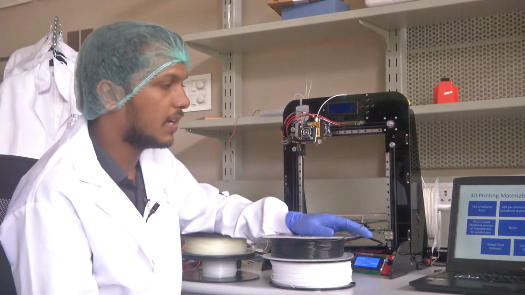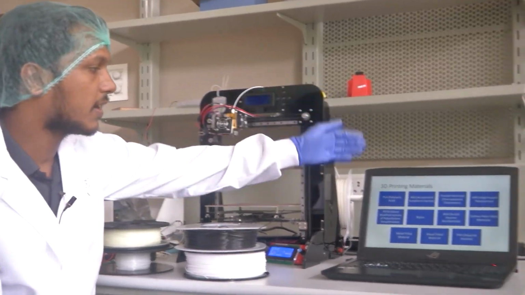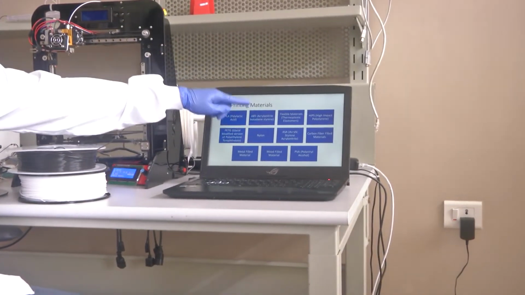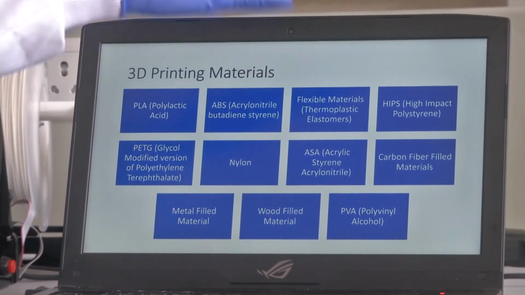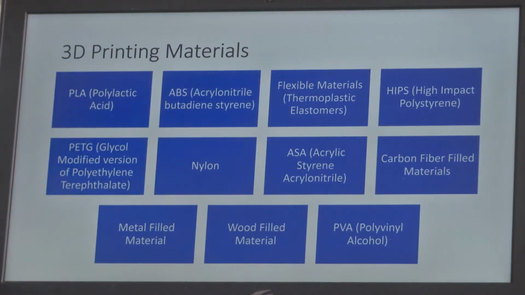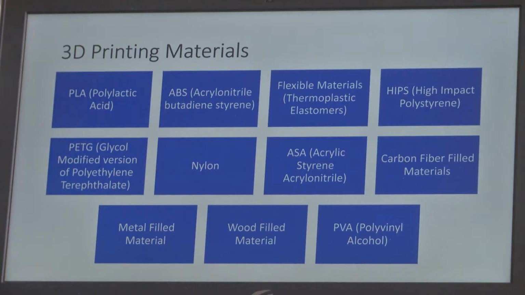And the final is PVA, polyvinyl alcohol. This is also not widely used. The most widely used are PLA and ABS, then flexible materials, nylon and HIPS or wood filled material. Cost wise, PLA and ABS have the lower cost, and the flexible material, HIPS, nylon, ASA, carbon fiber filled material, metal filled material, wood filled material and PVA are of high cost.